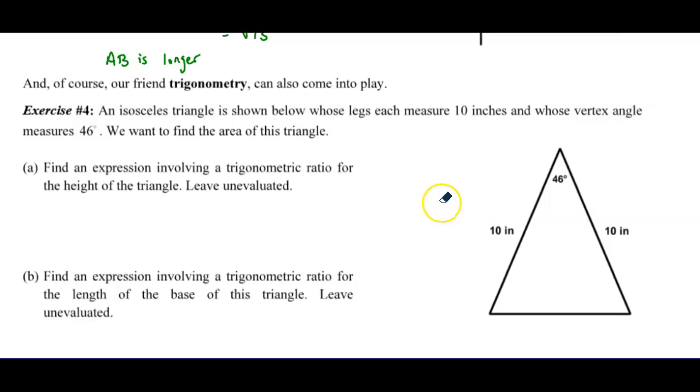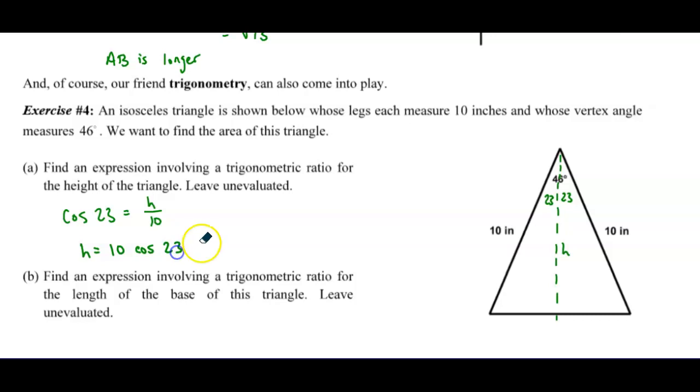We are going to first try to find the height of this triangle. Split it right down. And that makes these angles now 23 each. If I want a trigonometric ratio for the height, this height is acting as the adjacent side to the 23. So it's going to be cosine 23 equals h over 10. Leave unevaluated, so I don't want to put this in my calculator. H is simply 10 cosine 23.